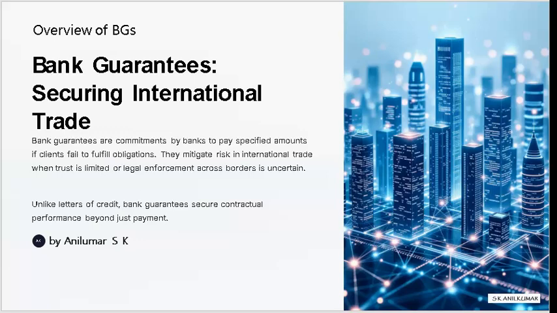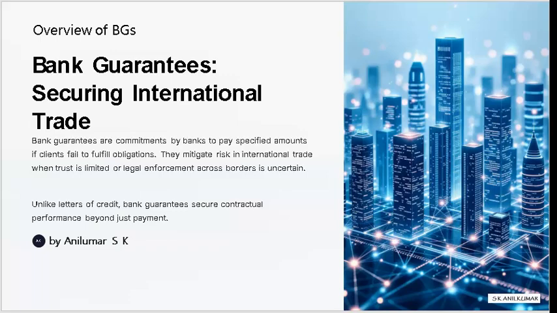So it's a commitment by the bank, the guarantor, on behalf of a client, the applicant, to pay a specified amount, a certain amount, to a certain party. This party is called the beneficiary. Now this payment will be made if the client fails to fulfill the contractual obligation. In a bank guarantee, there is no need to provide evidence of the other party failing to fulfill the contractual obligation. The requirement is only to provide a statement or a certificate that the party failed.